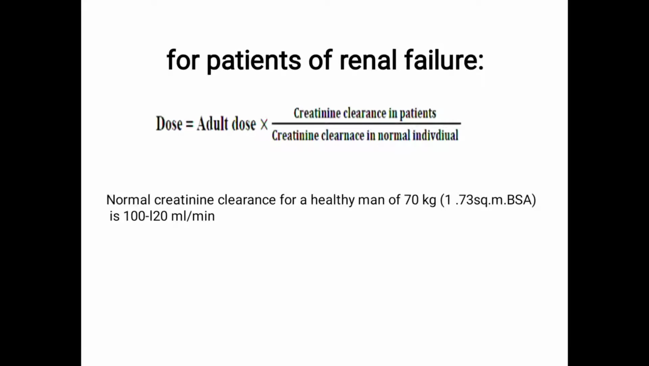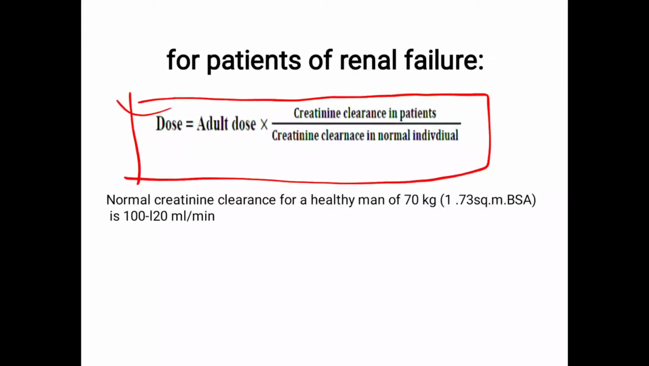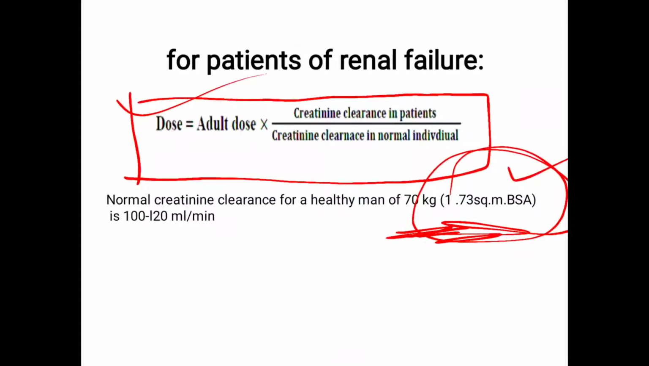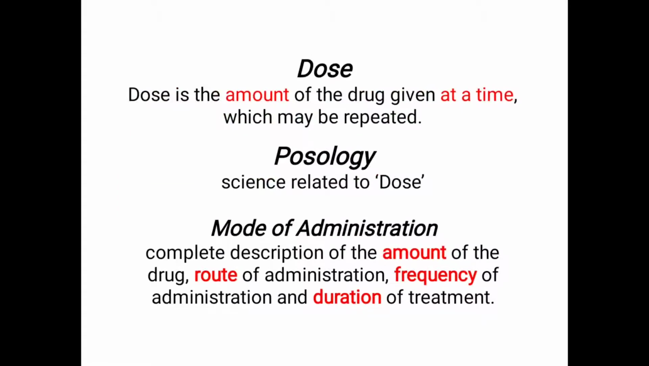So guys, for a patient who has renal failure, we will use this formula for adult dose. How to calculate the adult dose: adult dose into creatinine clearance in the patient divided by creatinine clearance in a normal individual. The normal creatinine clearance for a healthy man of 70 kg, I have told you this value is very important, as is 1.73 square meter BSA, is 120 ml per minute. So guys, before I start, I would like to talk about dose.